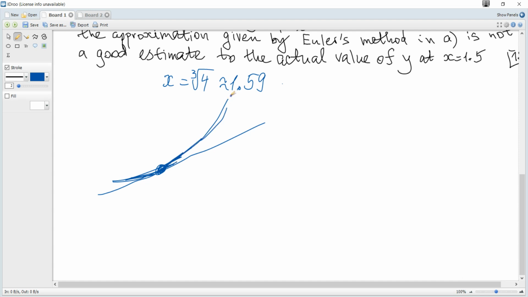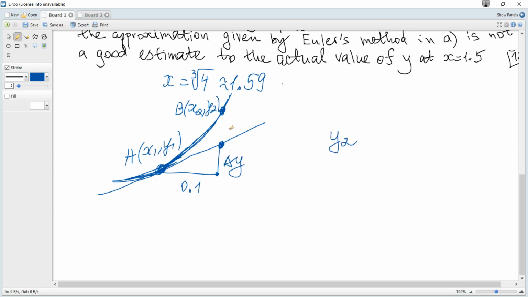Let's consider point A with coordinates x1 and y1 and point B with coordinates x2, y2 and it's a step of 0.1, it's delta y. So y2, its approximate value, is equal to y1 plus delta y. So it's actually the y coordinate of C. It's the approximate value. And you can see that the actual value is the y coordinate of B. And when the function increases very rapidly, this difference also increases very rapidly. So the difference will be very large.